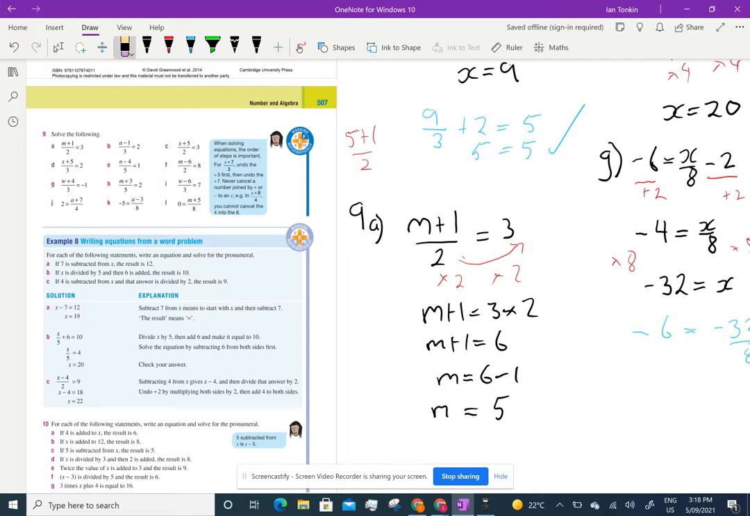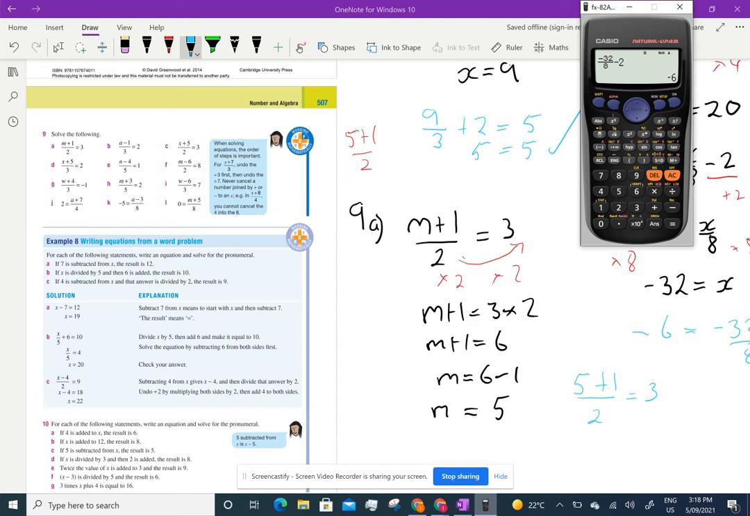This might be a good time to check. So, does 5 plus 1 over 2 equal 3? That was lucky. Again, go to your calculator. Bang. 5 plus 1 over 2 equals 3.